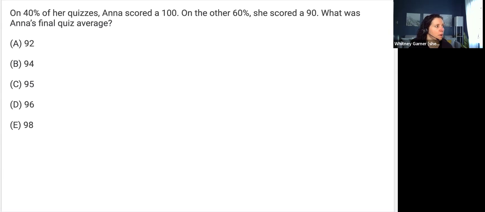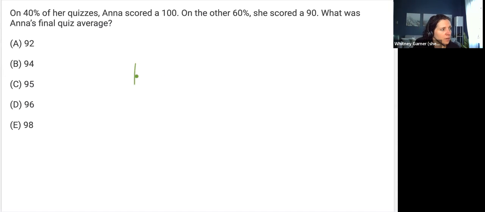So I would set this bar up again. Again, part of what we want to look at is how do I recognize this as a weighted average? We've got 40% of her quizzes, she's got one metric. On 60% of her quizzes, she's got a different metric. So what was that same metric, meaning score, average, grade, right? What was that if I bring both groups together?